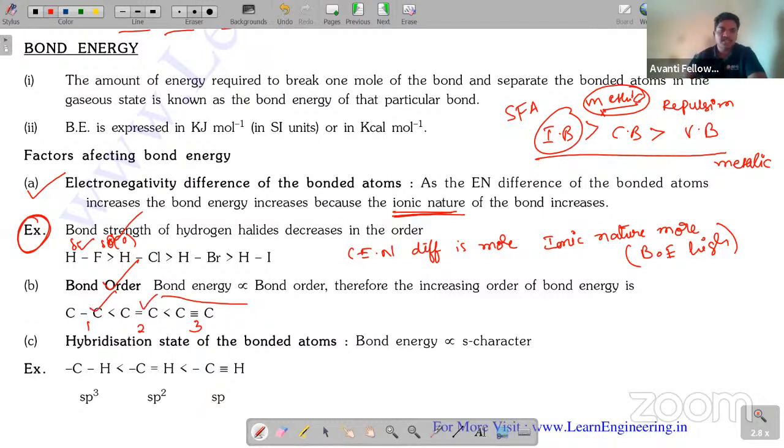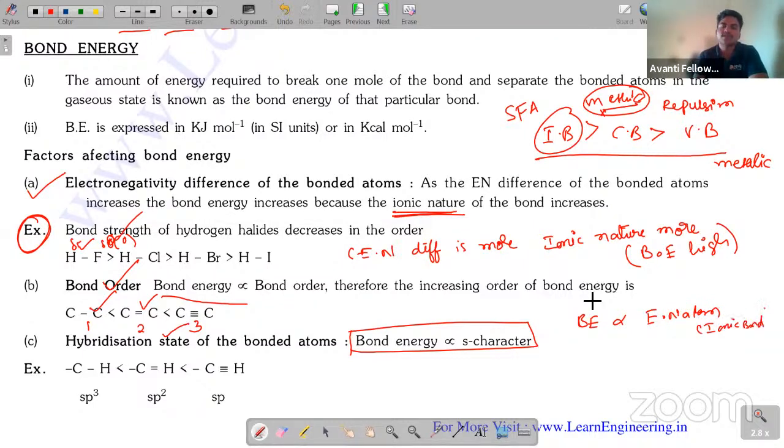Okay. And next one is hybridization of atoms. So bond energy is directly proportional to S character. Again, I am writing, bond energy is directly proportional to the electronegative atom. The more electronegative atom will form a more ionic bond. More ionic bond means stronger force of attraction, and stronger will be the bond. And it is directly proportional to the hydrogen halides.